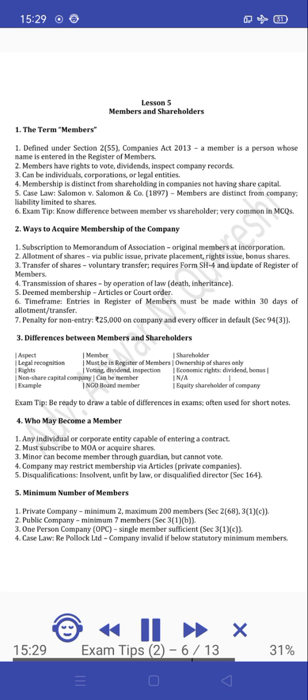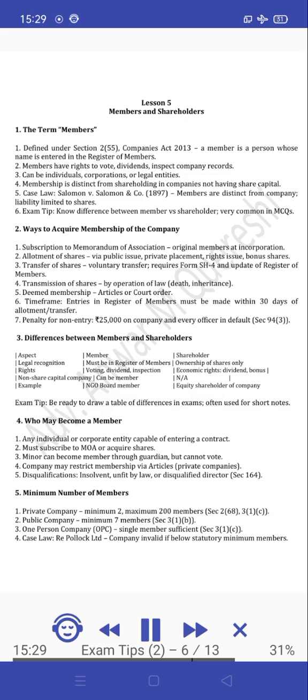3. Differences between members and shareholders. Aspect: Member, Shareholder. Legal recognition: must be in register of members; ownership of shares only. Rights: voting, dividend, inspection; economic rights: dividend, bonus. Non-share capital company: can be member; N.A. Example: NGO board member; equity shareholder of company. Exam tip: Be ready to draw a table of differences in exams. Often used for short notes.